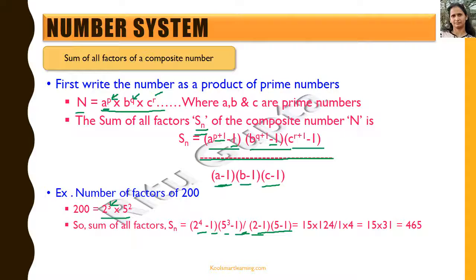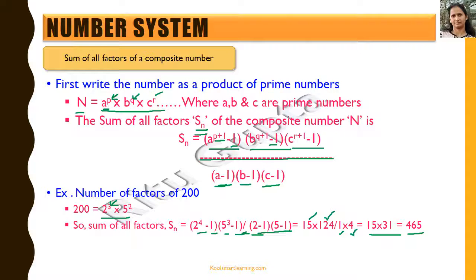So that gives us 2 raised to power 4 minus 1 is 15. 5 raised to power 3 minus 1 is 24. Divide by 1 multiplied by 4. So that gives us 15 into 31, which is 465.